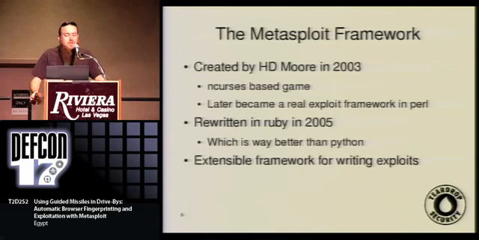Originally, Metasploit was a game. It was an ncurses-based game that you could play anywhere. It later became a full-fledged exploitation framework written in Perl, but Ruby is a lot better. So in 2005, HD and the core dev team at the time, Scape and SpoonM, rewrote the whole thing in Ruby, which of course is way better than Python. It's an extensible framework, and it's more than just using exploits. It makes it a lot easier to write exploits, and there's a lot of non-exploit tools available within Metasploit. We'll talk about some of that a little bit later.